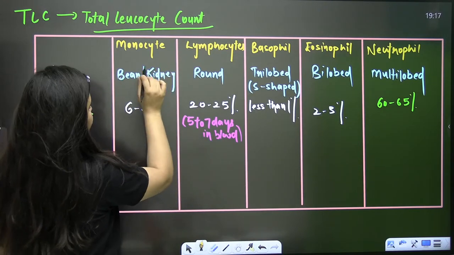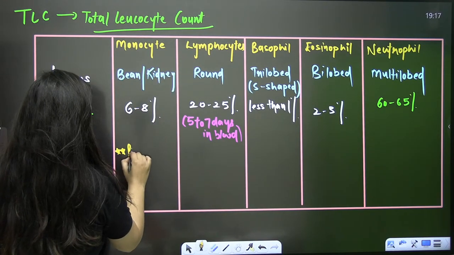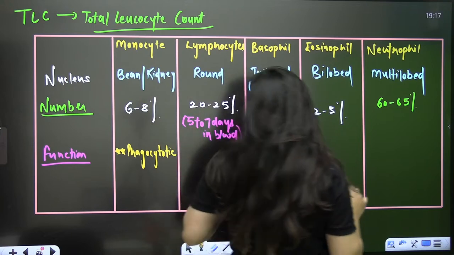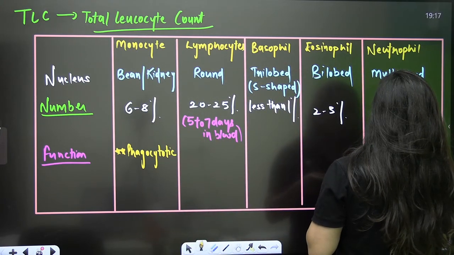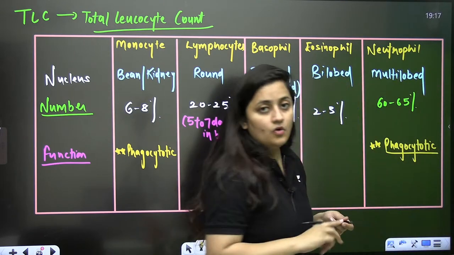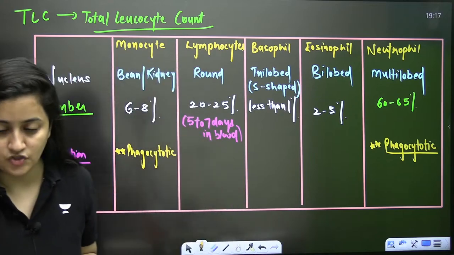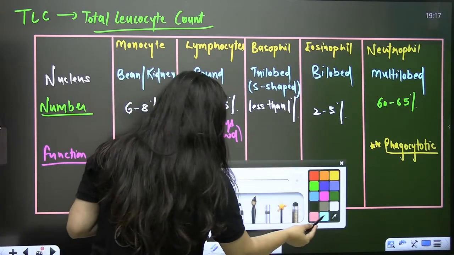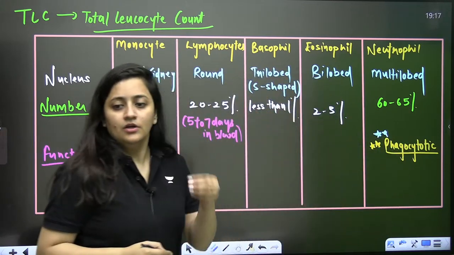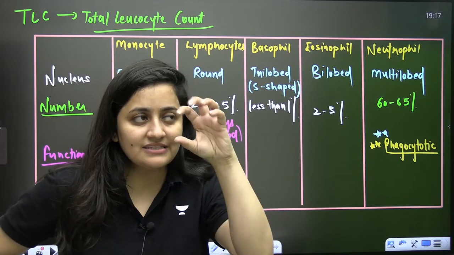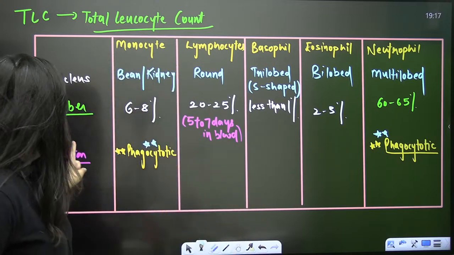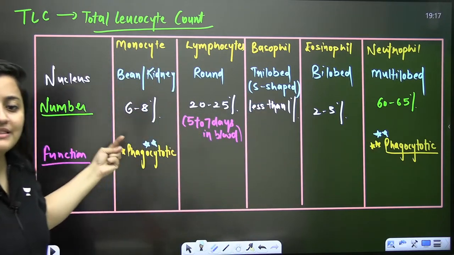Bache, your monocytes, they are phagocytotic. Your neutrophils, they are also phagocytotic in nature. Only these two WBCs are phagocytotic in nature. Do you know the meaning of being phagocytotic? It means that they can engulf the foreign particle. So the monocyte and the neutrophil, only they are phagocytotic.